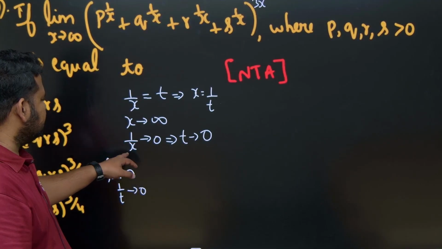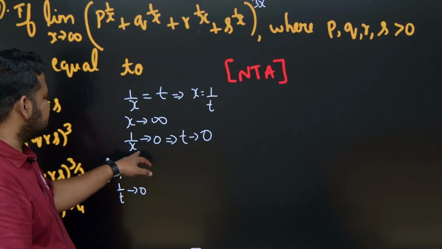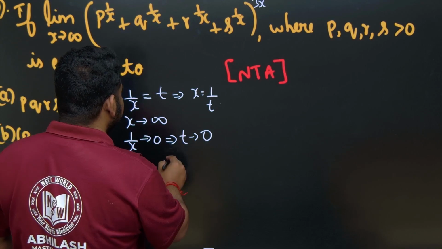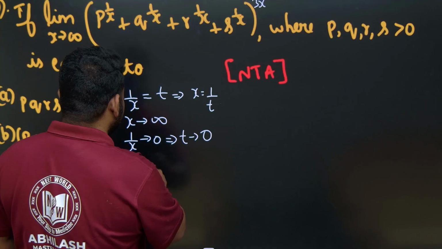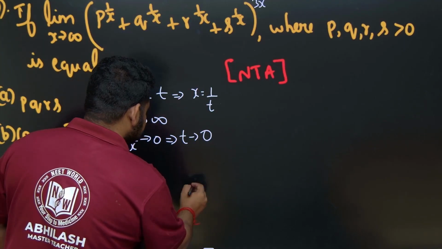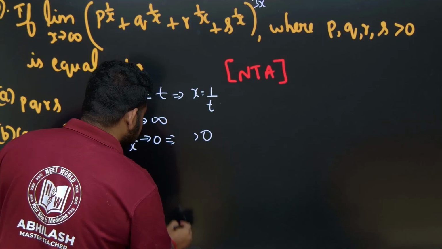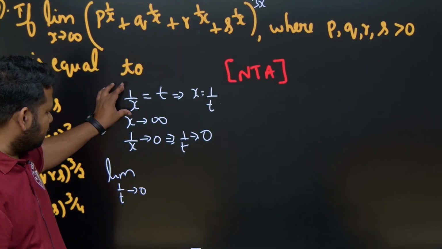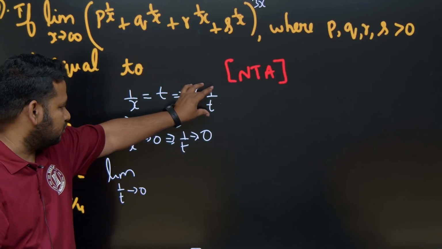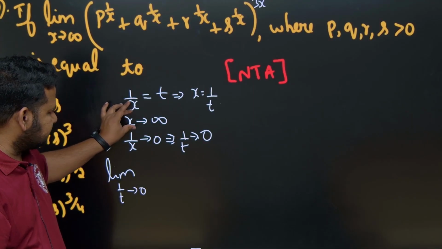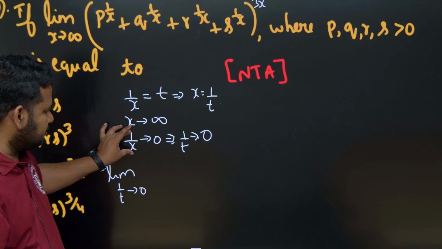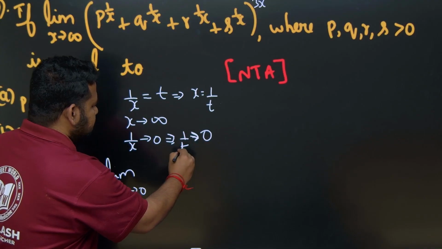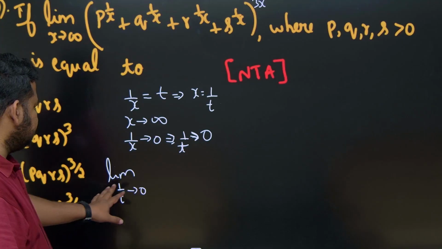1 by x tends to 0, that means what? As x tends to infinity, 1 by x tends to 0, then 1 by t also tends to 0. Here I should write 1 by t also tends to 0. This is the thing: 1 by x is equal to t, that means x is equal to 1 by t. As x tends to infinity, 1 by x tends to 0, that means t tends to 0. Got it? So limit t tends to 0.